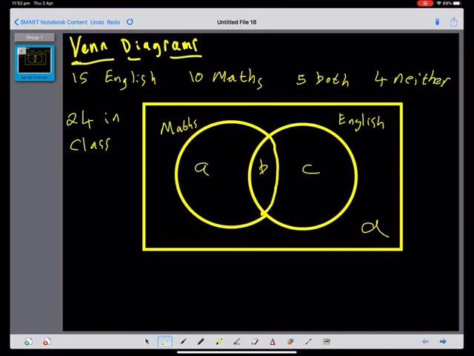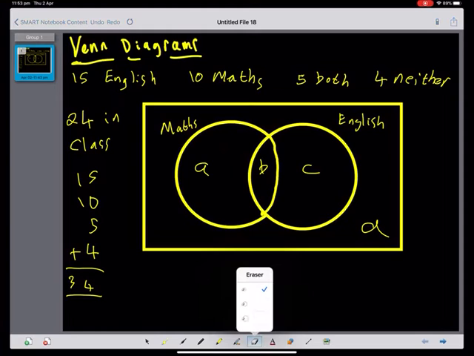Can you pause the video and have a really, really good think about this? Okay, so hopefully you've done that now. So let's add them up. Let's add all these up and see what we get. 15 plus 10 plus 5 and plus 4. Okay. So if you added all these up, you get 34. So we know we've gone wrong somewhere because there's only 24 in the class.